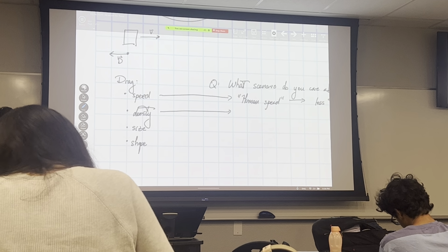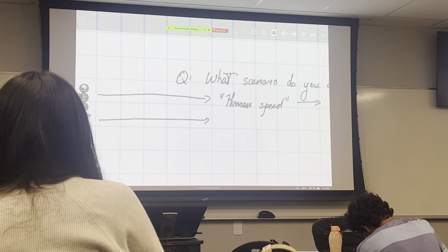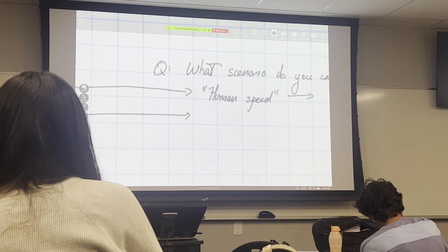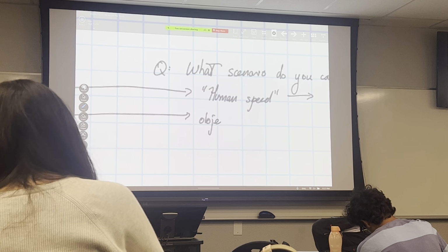Now, density. Aside from swimmers and fishermen, we just care about things that are moving in the air, right? So we'll limit the density to air. So object moving in air on Earth.